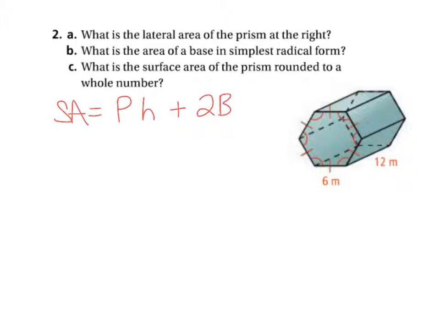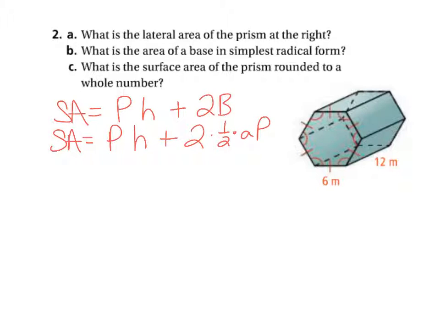Now here's something we might start doing. What if I went ahead and wrote perimeter times height plus 2 and then acknowledged, okay, the base is a hexagon. How do you find the area of a hexagon? Well, that's 1/2 AP.